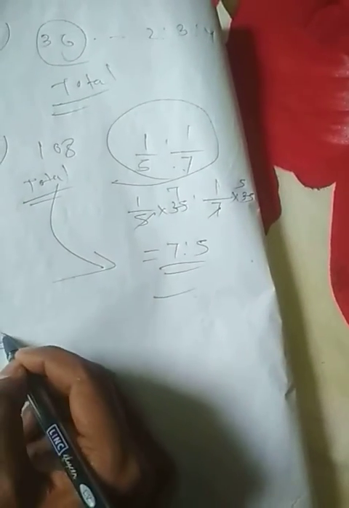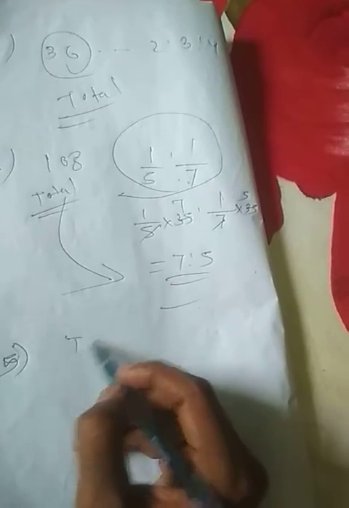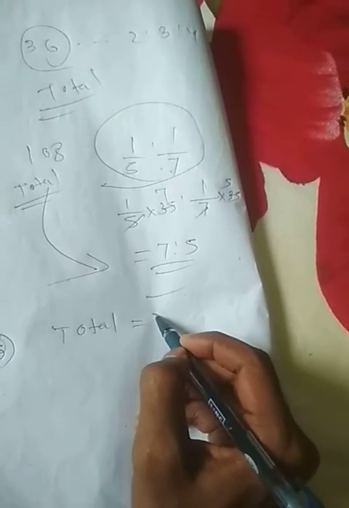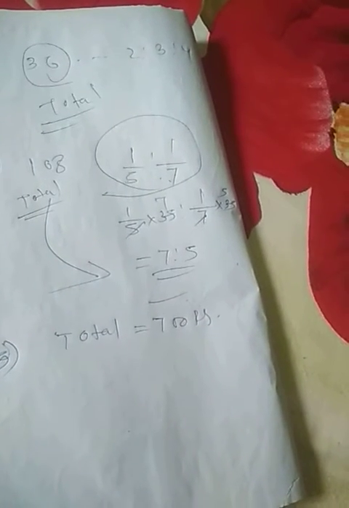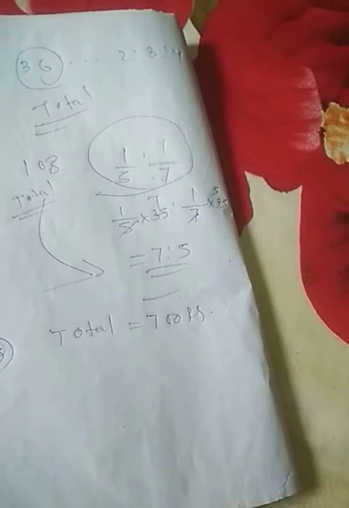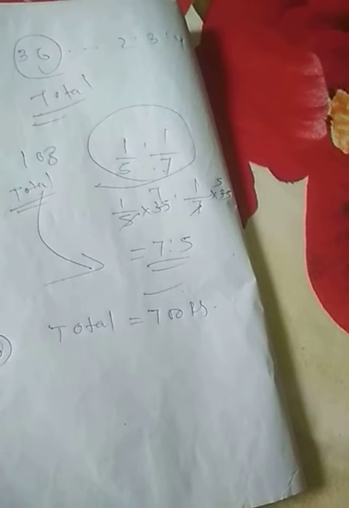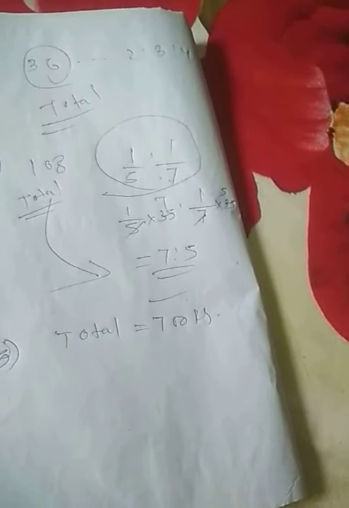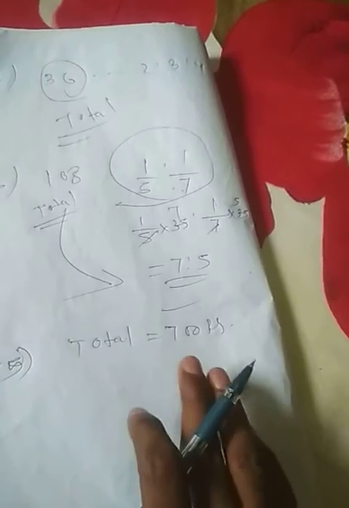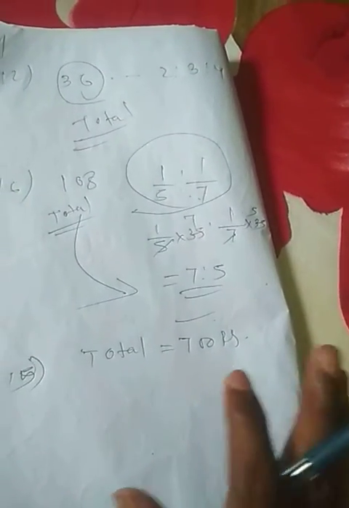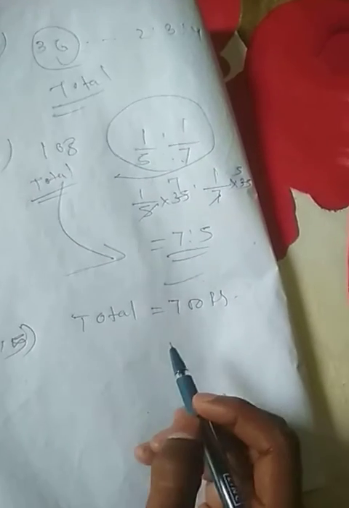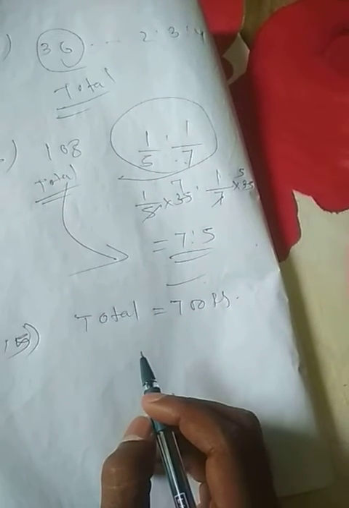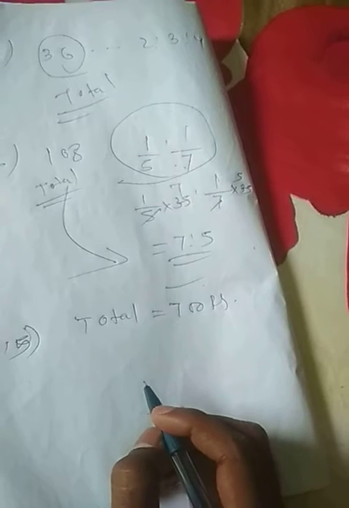Math number 15 is a little bit different, that's why I am doing it. Here it is said divide 700 rupees. So the total is 700 rupees. Such that the first part is 2/3 of the second and the ratio between the second and third is 4 is to 5. That means there are three parts. You have to divide the rupees into three parts, where the first part is 2/3 of the second part and the ratio between the second and third is 4 is to 5.